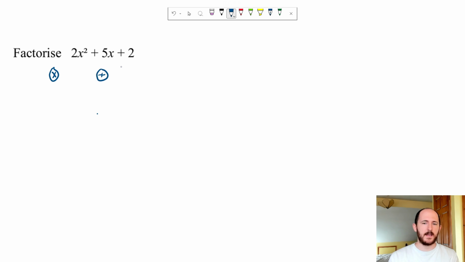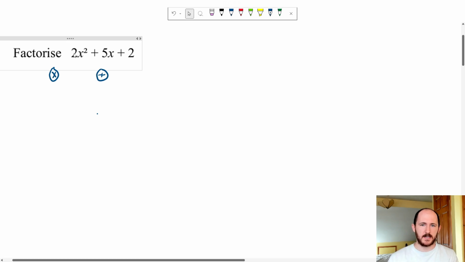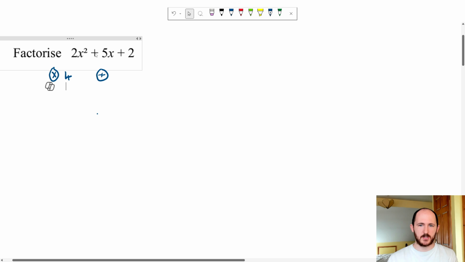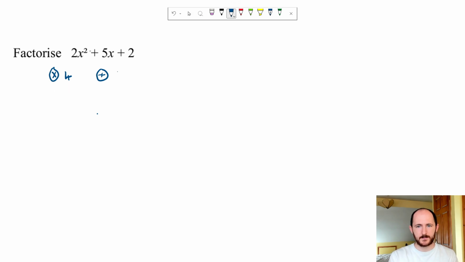Now the two numbers are quite easy. The first number we're finding is literally just the first coefficient, so 2, multiplied by the constant on the end. So the coefficient of x squared times the constant on the end. So 2 times 2 is equal to 4. And this addition number, which is just the coefficient of x in the middle.